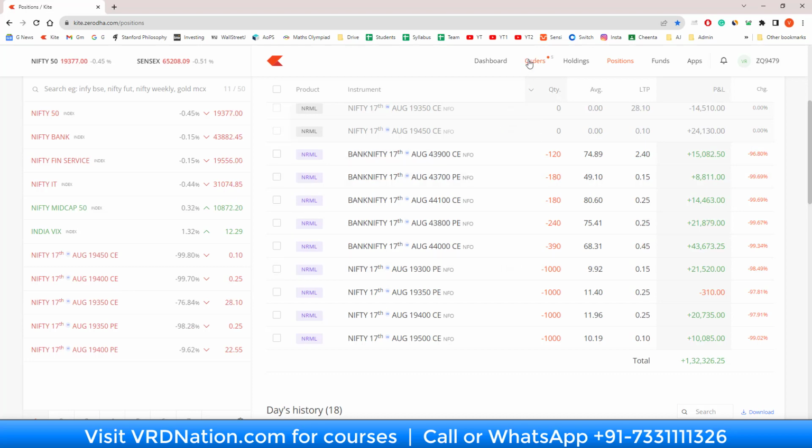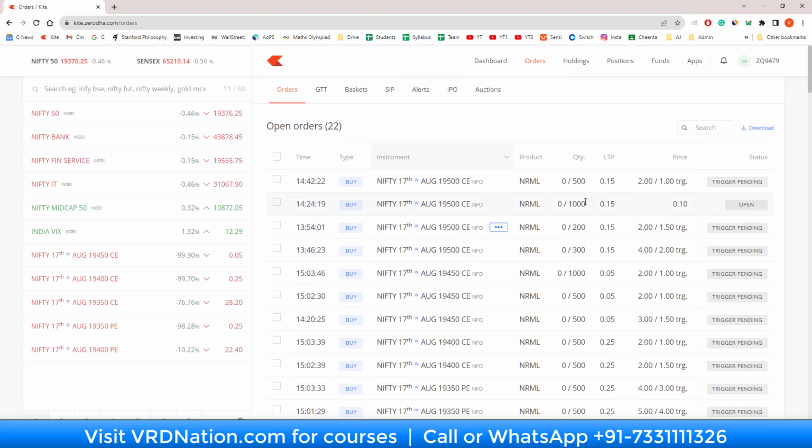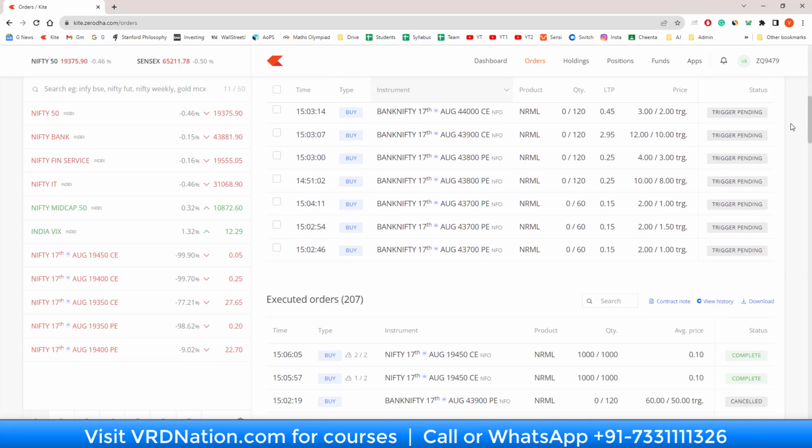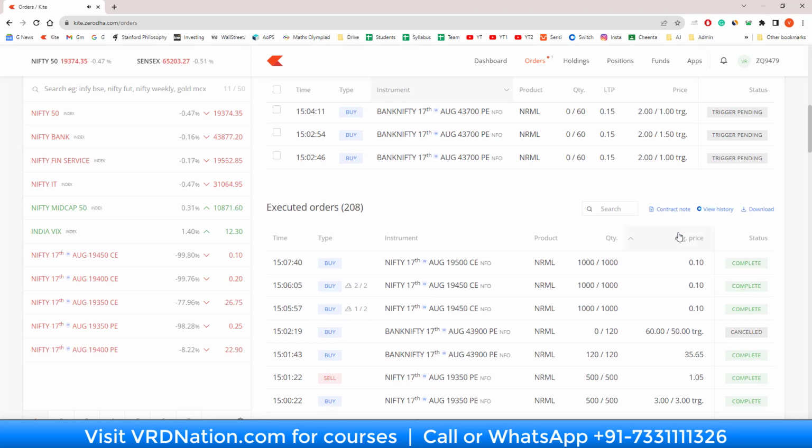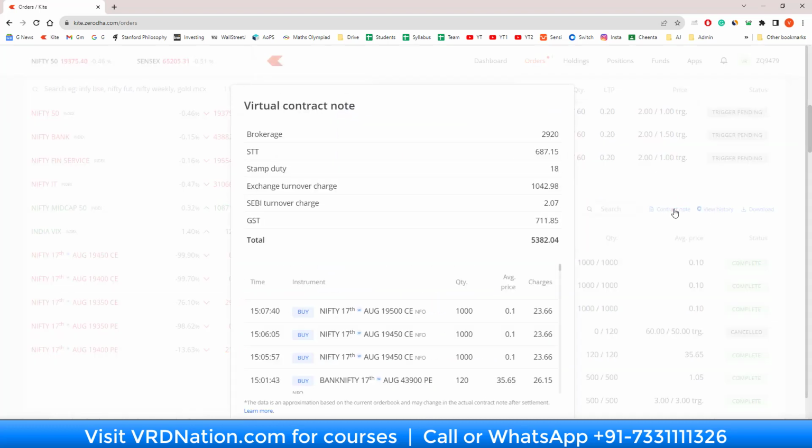But what Zerodha has done is that if you go to the orders screen and scroll down a little bit, just next to the executed orders, there is something called a contract note. If you click on this contract note, you can see the approximate breakdown. So here today, for example, I have paid about 2,900 rupees to Zerodha, and about 687 rupees on STT. The exchange turnover cost is around 1,000. So in total, I have paid about 5,000 rupees today. So my net profit will be 1,32,000 minus 5,000 rupees something.